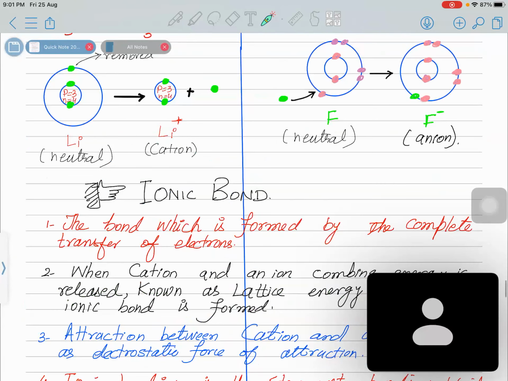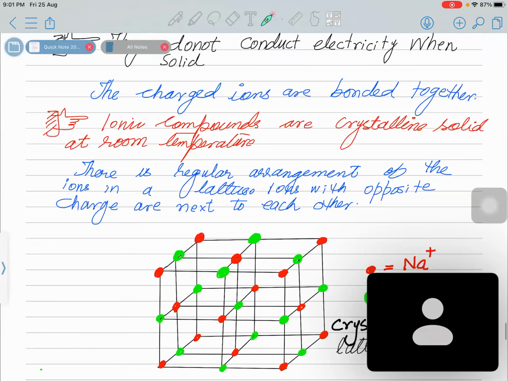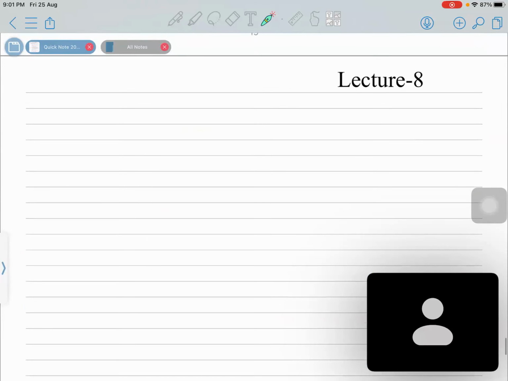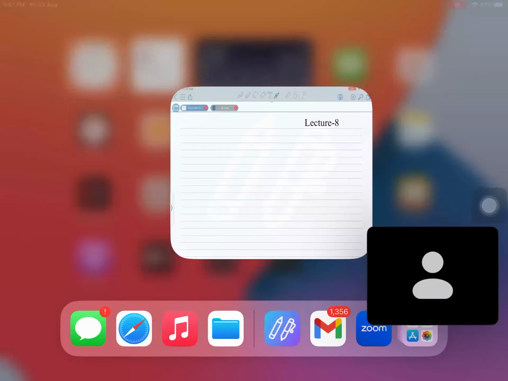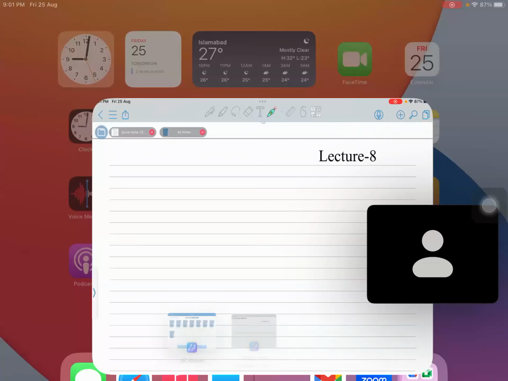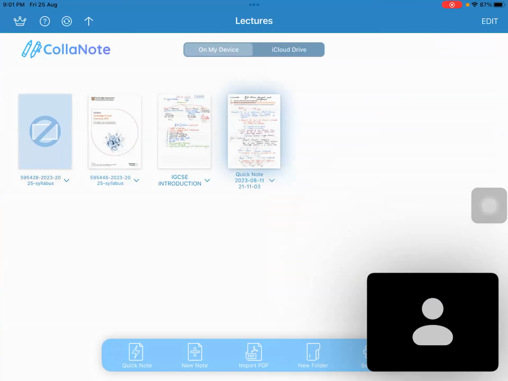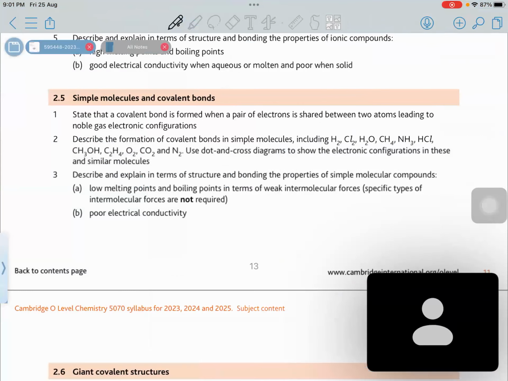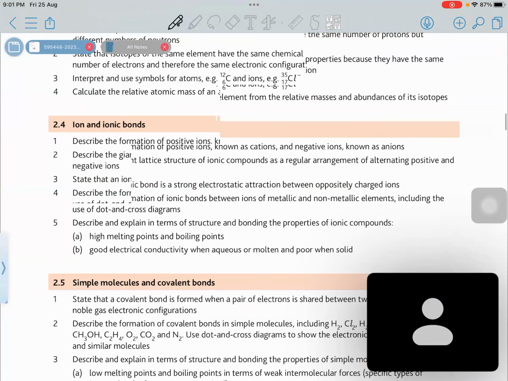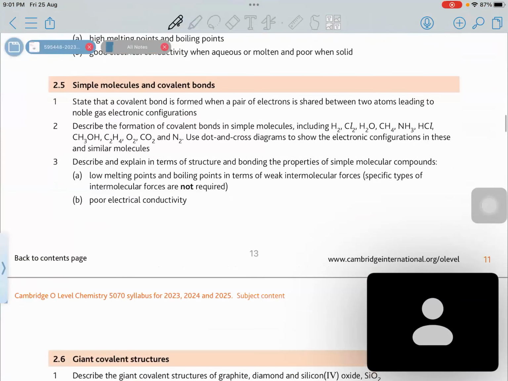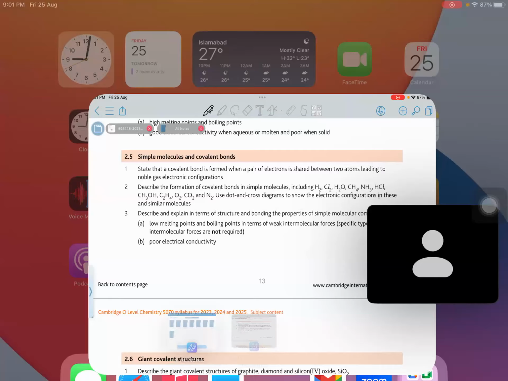So today we are starting covalent, right? Covalent. Simple molecule and covalent.